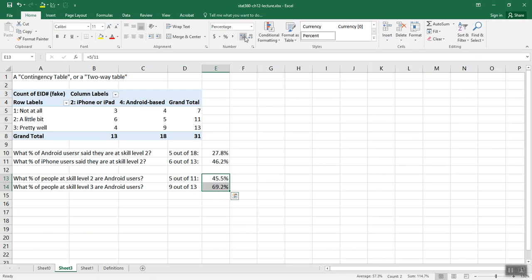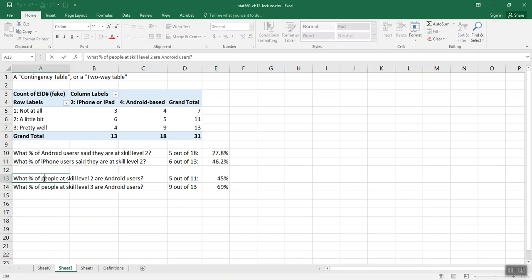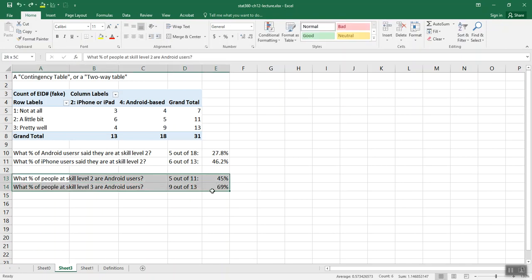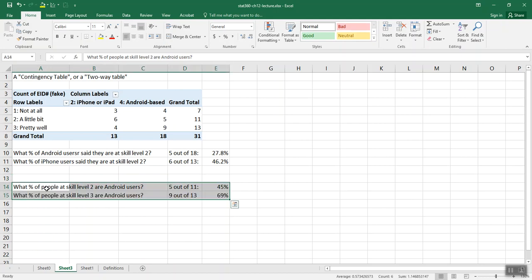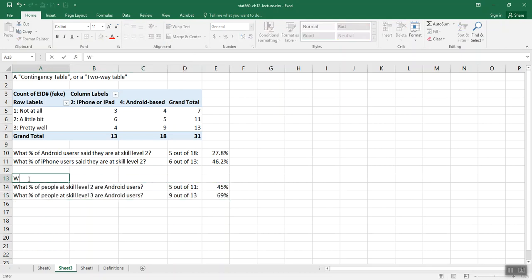So again, we have to think, what does it mean if these numbers are different? What would it mean if they were the same? I've noticed I forgot a level here. Well, let's make a little bit of room and put it in. If they're at level 1, there are 7 of them, and 4 are Android users.